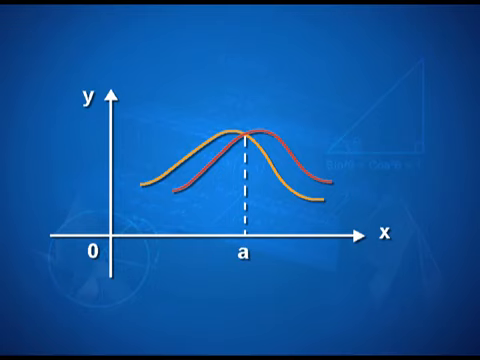Here in the graph, notice this is your x axis and this is y axis. Here is the graph y is equal to f of x and this is the graph of the function y is equal to g of x and this is the point A.